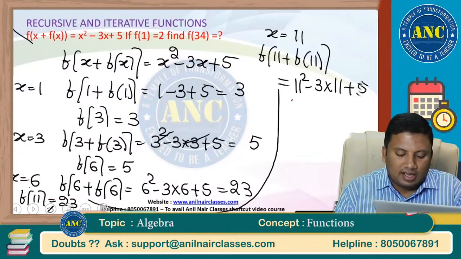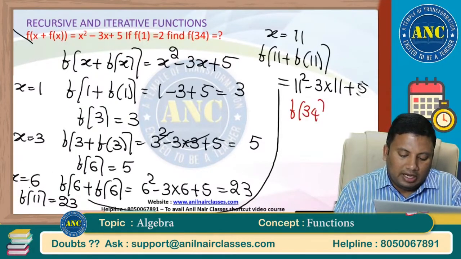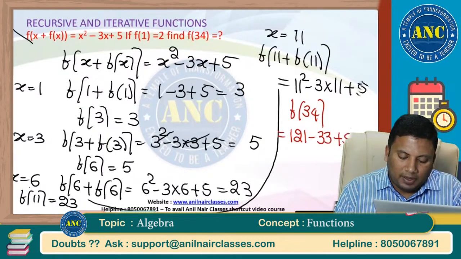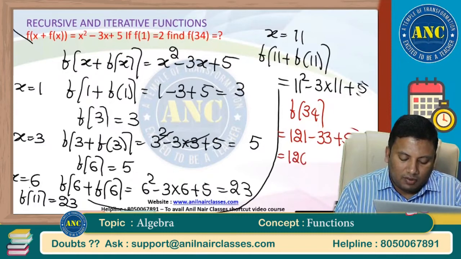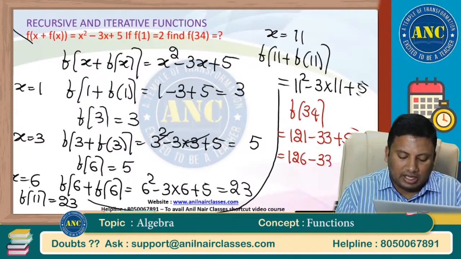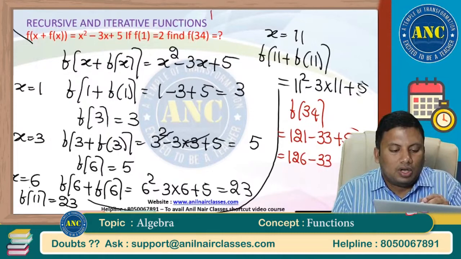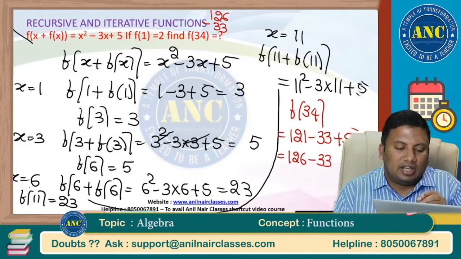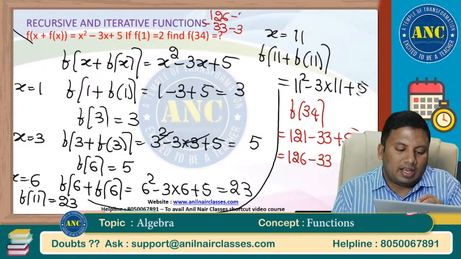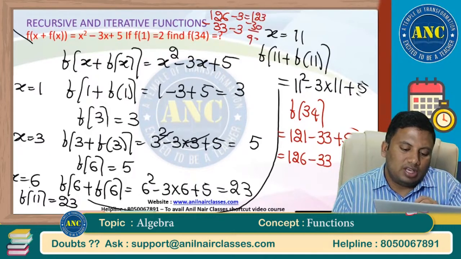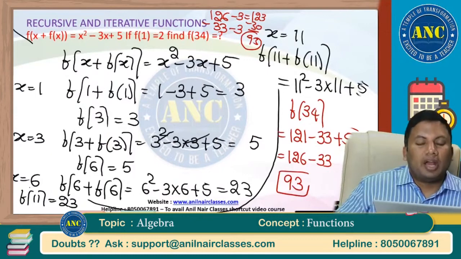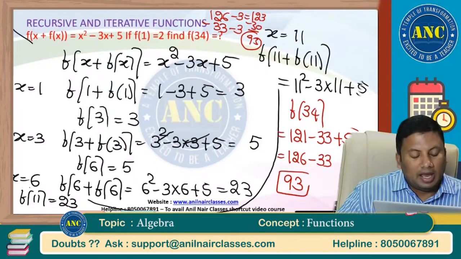23 plus 11, f of 34. It is nothing but 121 minus 33 plus 5. It is nothing but 126 minus 33. I told you how you can do subtraction very easily. 126 minus 33. Decrease 3. And here decrease 3. 123 minus 30, which is 93. Answer for this question is 93. I hope it is clear. Make one number a multiple of 10.